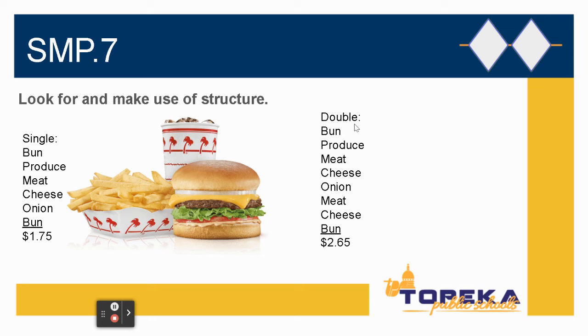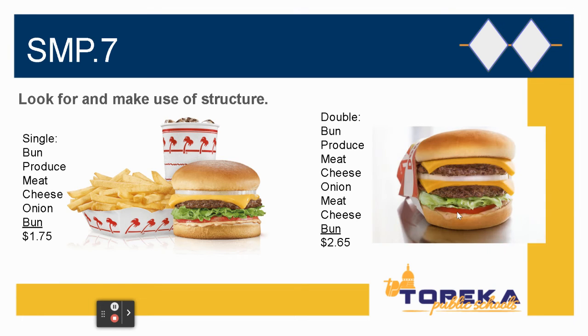And then what is a double? Well, it's still that bun. It's still the produce. It's still the meat. It's still the cheese. It's an onion. But take a look. There's another meat patty, another slice of cheese, and then the top bun. And that's $2.65.